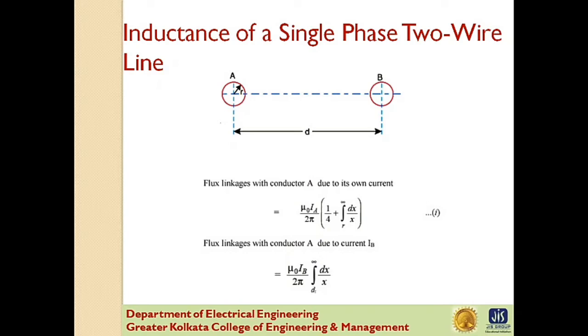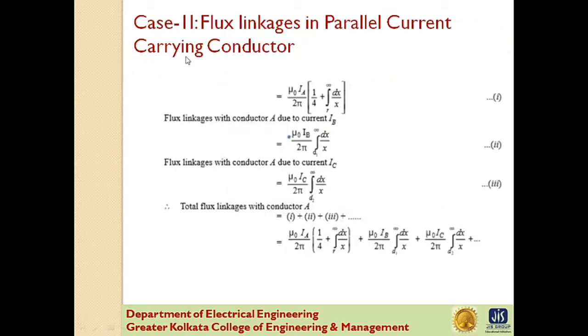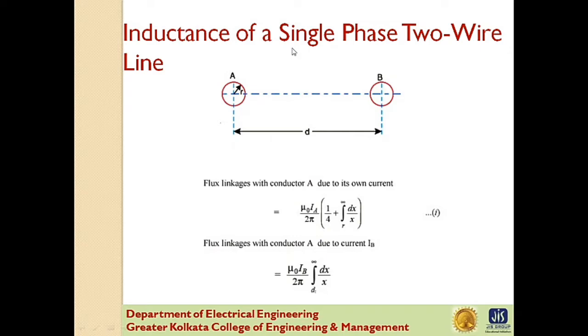So consider a single phase overhead line consisting of two parallel conductors A and B. Now these conductors are separated by a distance d and each conductor has a resistance R. Conductors A and B carry the same current IA and IB but in opposite directions. So the total current IA plus IB is equal to 0, as IA is flowing opposite to IB. So in order to find the inductance of conductor A or conductor B, we consider the flux linkage with it.